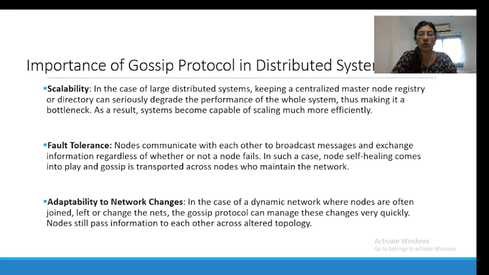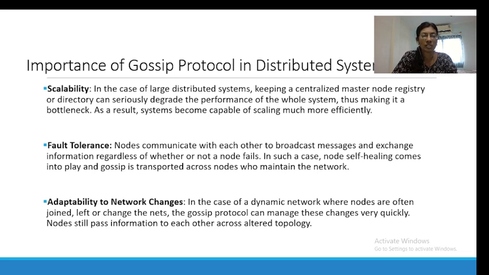Importance of gossip protocol in distributed systems. Scalability. In the case of large distributed systems, keeping a centralized master node registry or directory can seriously degrade the performance of the whole system, thus making it a bottleneck. As a result, systems become capable of scaling much more efficiently.